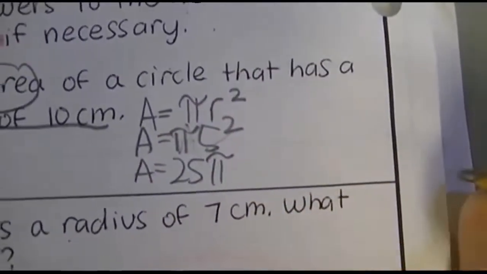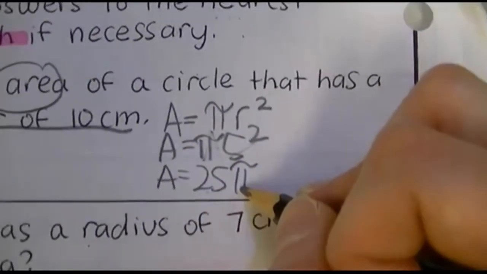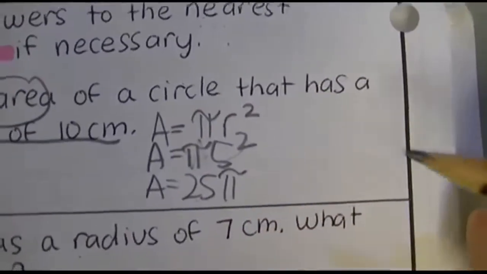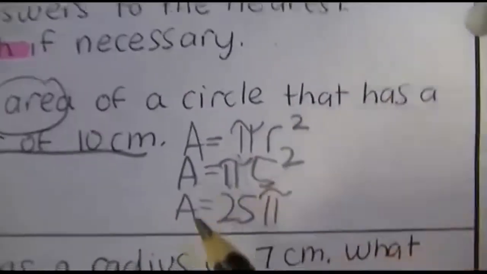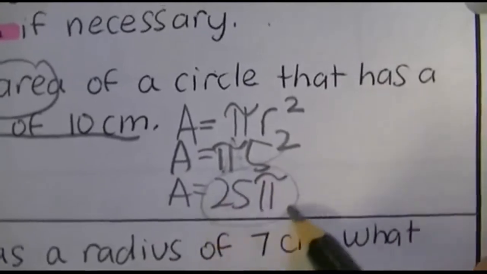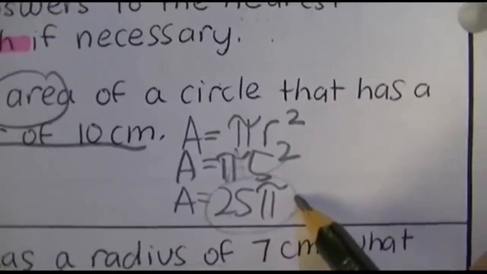Then after you do the exponents, you got to multiply and divide from left to right, and then after that you can add and subtract from left to right. But I see there's multiplication right here. This actually is the most accurate answer, 25 times the real pi.